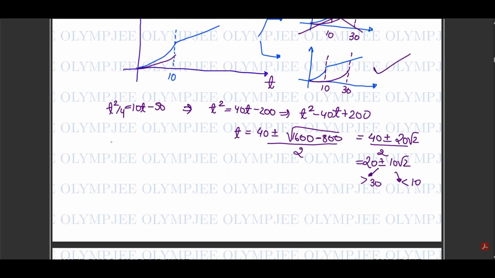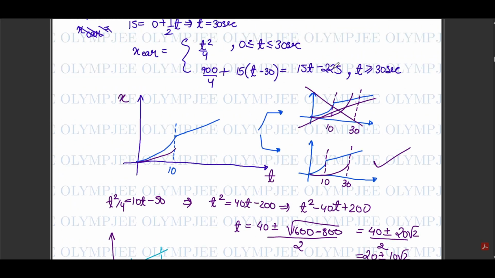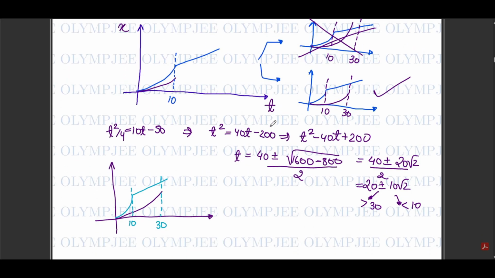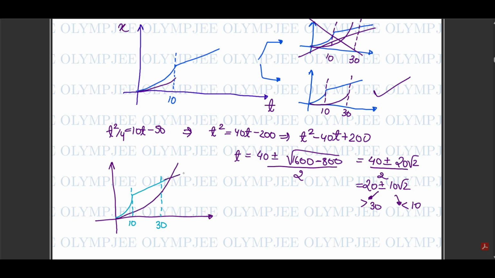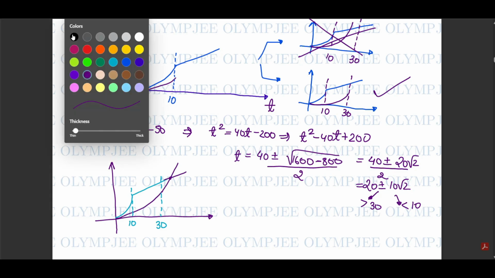So that leaves us with this, that this is the situation that we have. Till 10 they are not meeting, till 30 they are not meeting. So after 30 the car moves with the equation 15t minus 225, which is a straight line, and the slope is 15, which is greater than 10, which was the slope of the motorcycle. So they must intersect somewhere here, because the graph will be something like this. So we can equate those two equations to find the answer.